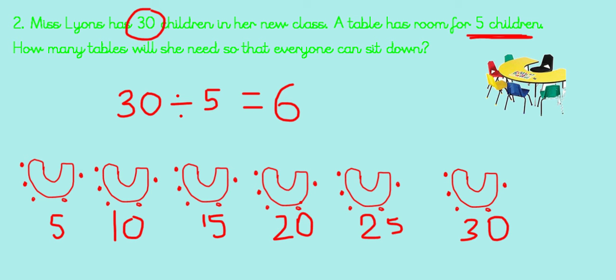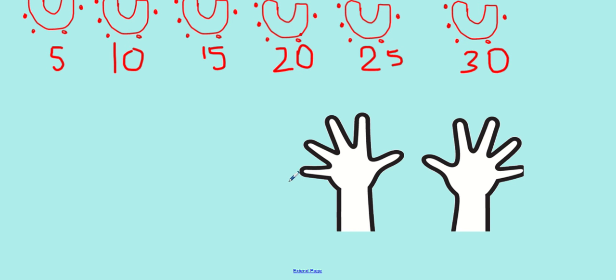Let's check using our fingers. Ready? So counting up in 5s until we reach our total of 30 children. 5, 10, 15, 20, 25, 30, 35. 1, 2, 3, 4, 5, 6, 7. 7 tables of children.